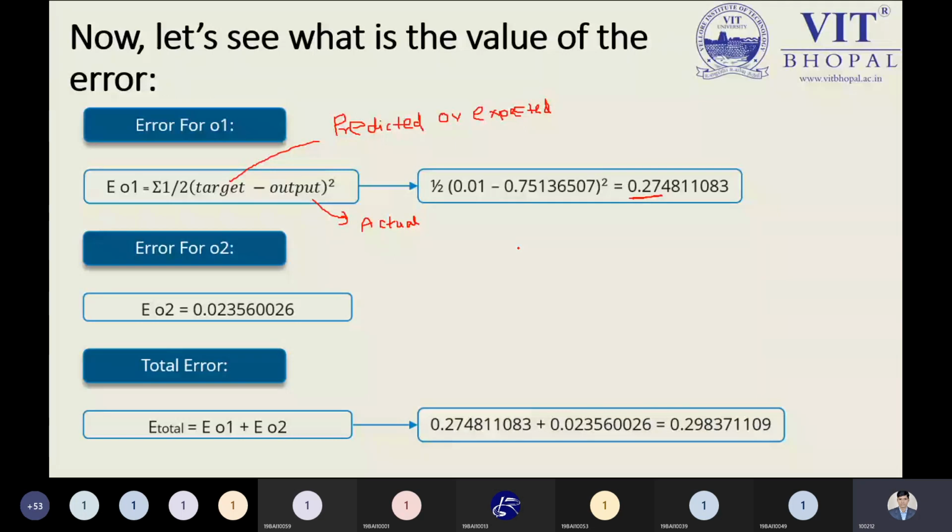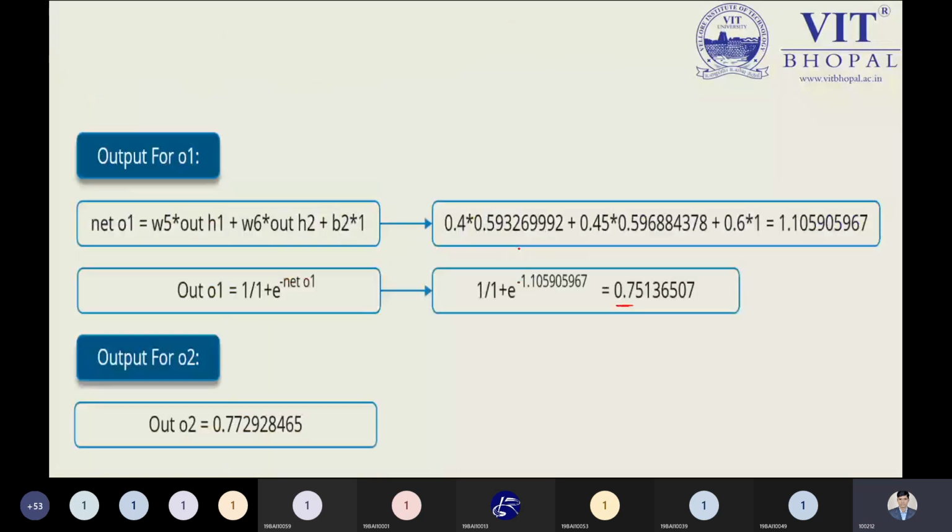If we need to calculate the total error of our model, we need to check whether this model has error or not. The total error is required. So E total would be the error at the O1 node plus the error at the O2 node. We sum up all these values and get the total error, that is 0.298371. This value is known as the total error. Please note down all these values right now.